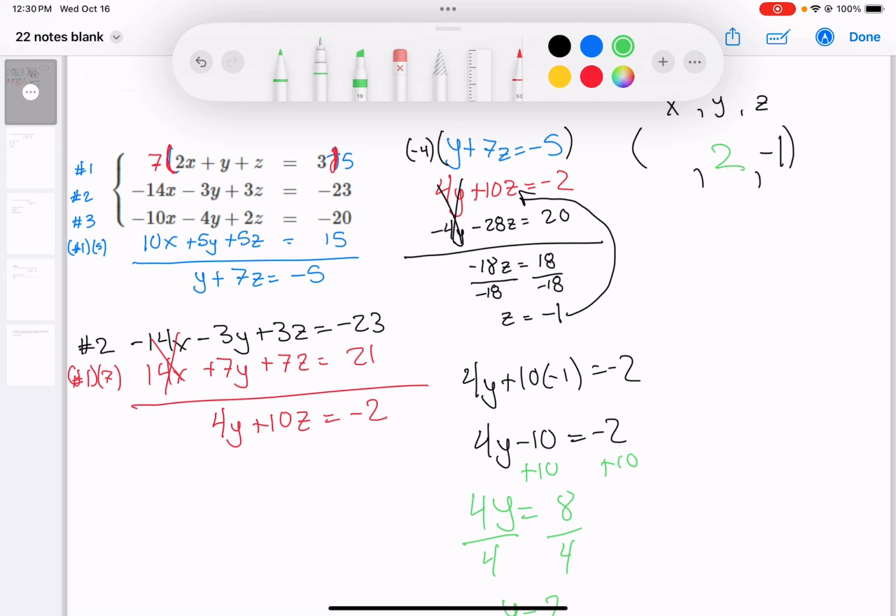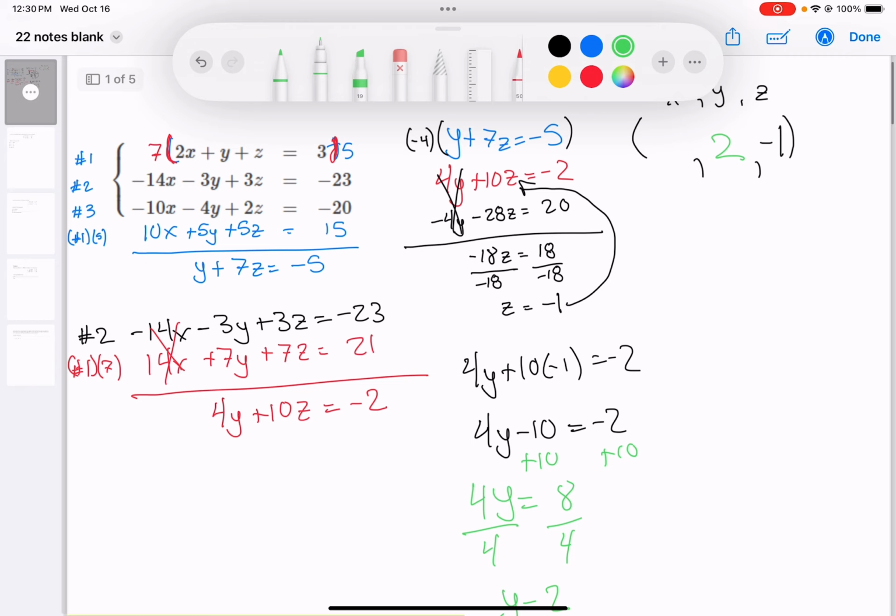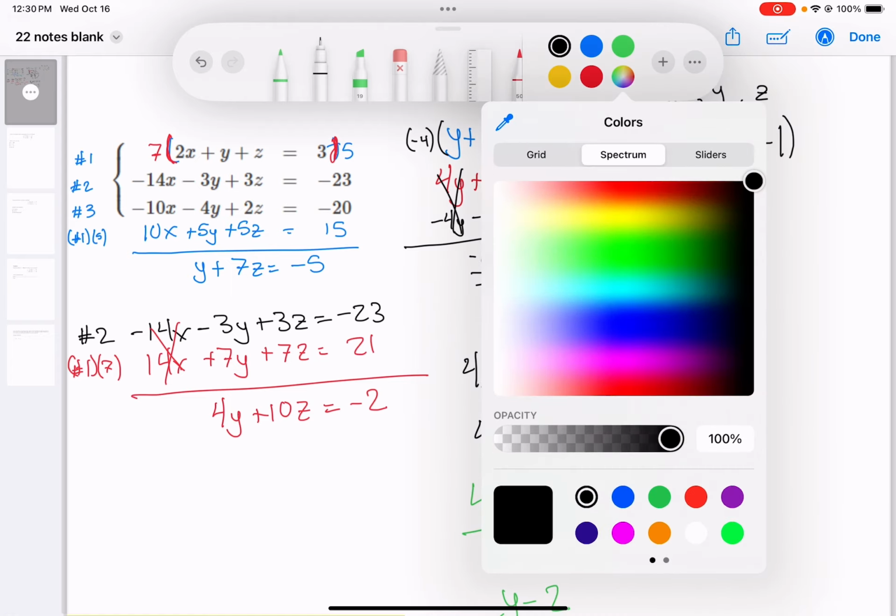And then, because I have 2 of the variables, I just need my x. I can use any one of my 3 original equations, plug in those 2 values. So I'm just going to stick with 1. He's been treating us pretty good.